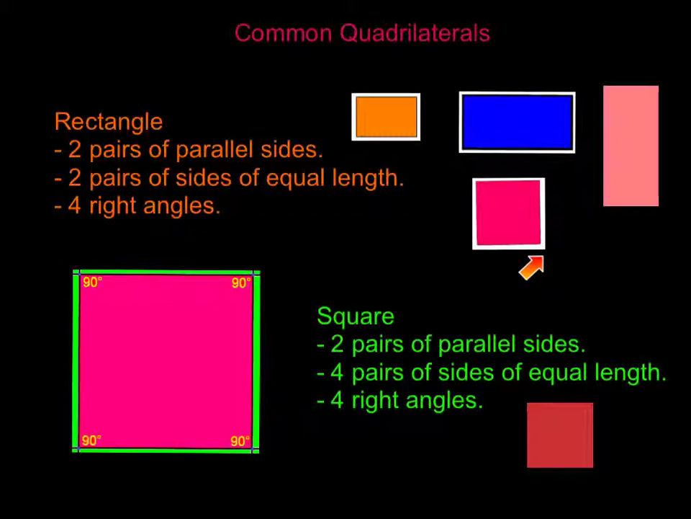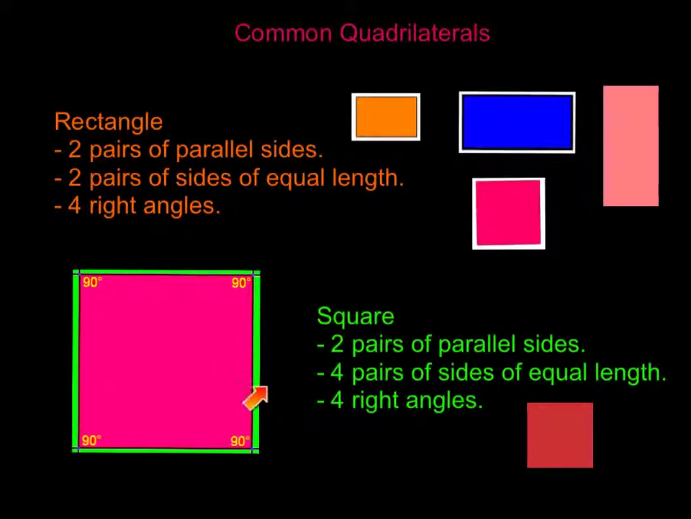And then our last one here is a square. A square has two pairs of parallel sides, four sides of equal length, and four right angles. Notice I have four 90-degree angles here. That means I have a square. Well, the corners come to a square.